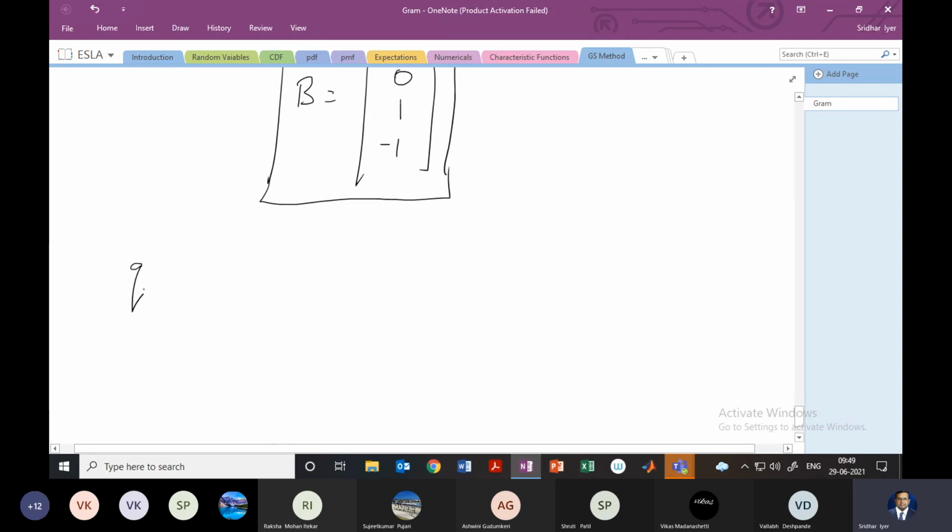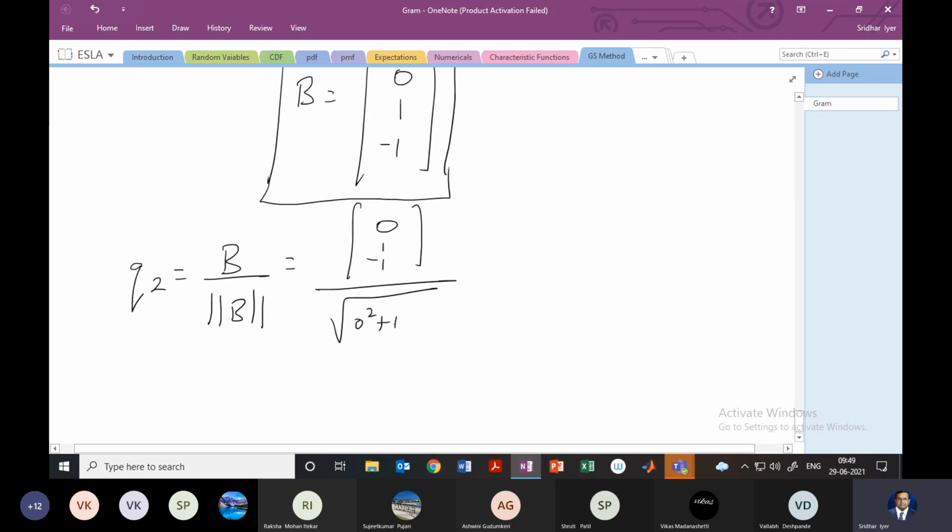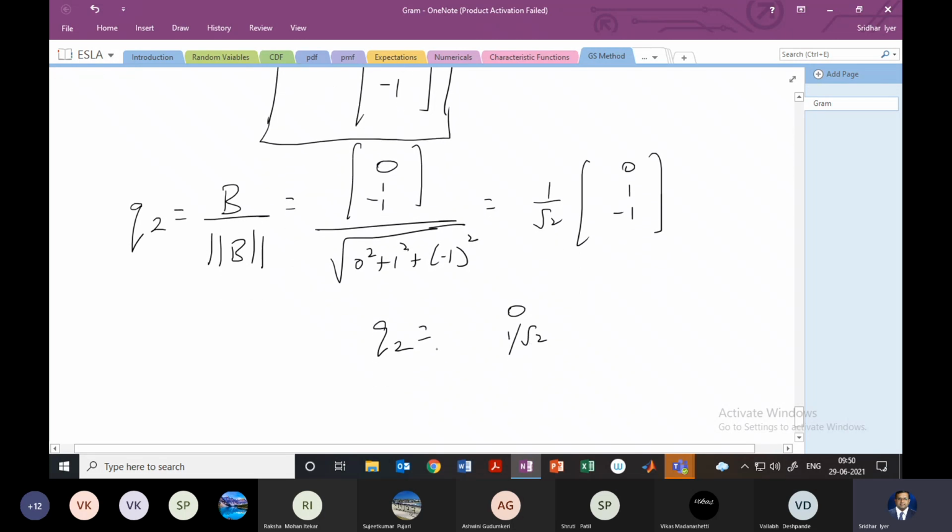So we have B. So now we can calculate Q2, which is B divided by the length of B. So it will be 0, 1, minus 1 divided by 0 square plus 1 square plus minus 1 square. So we'll have 1 by root 2 into 0, 1, negative 1. Therefore, Q2 will be 0, 1 by root 2 and negative 1 by root 2.